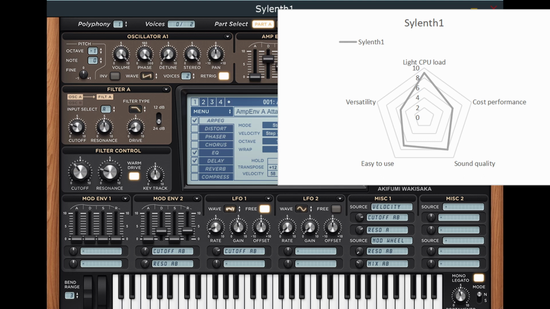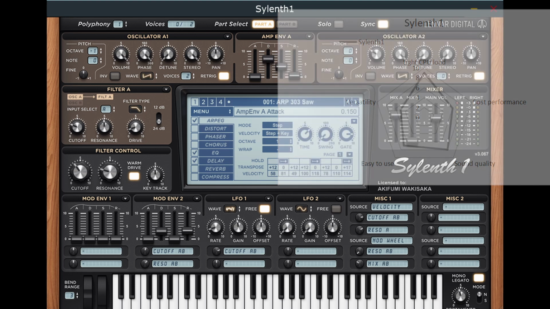The CPU usage is extremely low. You can use as many as you like at the same time. Silence 1 is relatively expensive, but it's still worth buying.